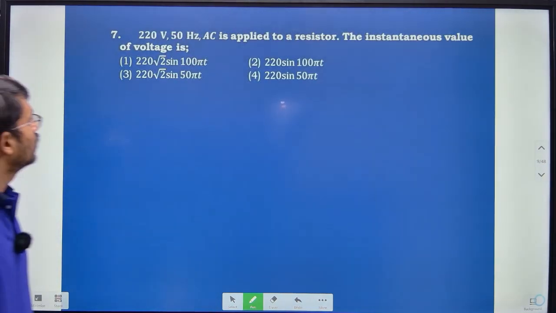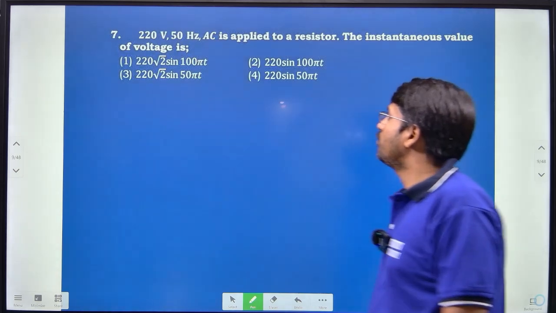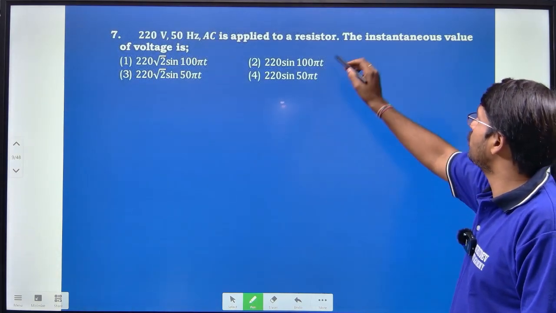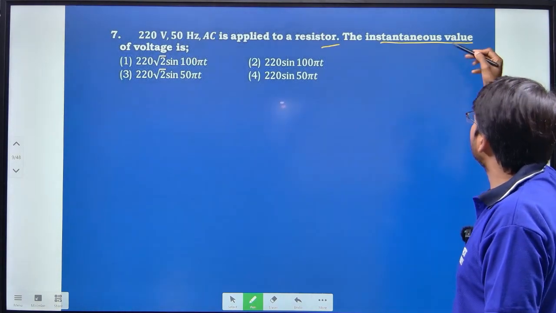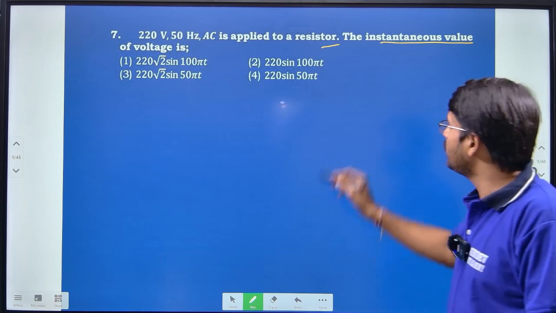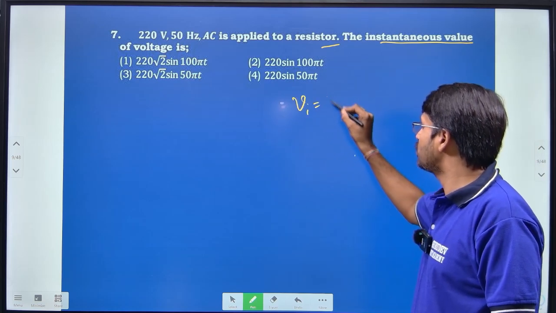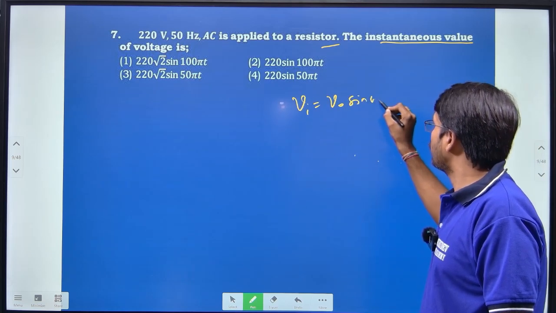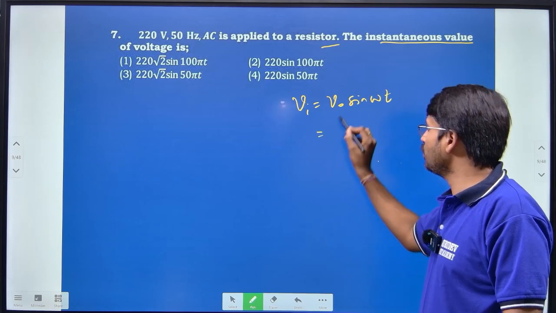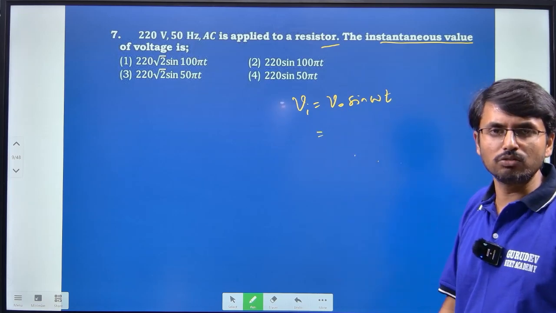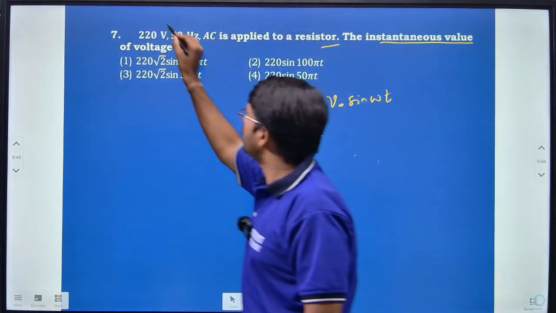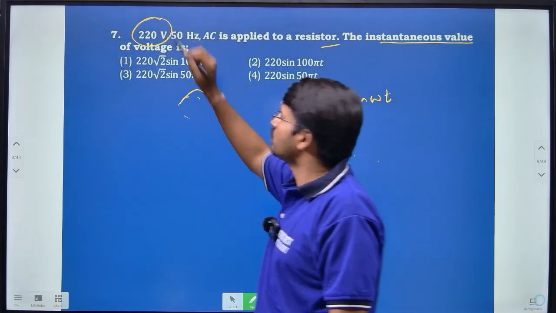Fine. Next, 220 volt, 50 hertz AC applied to a resistor. Then the instantaneous value of the voltage: when you write the instantaneous value, how do you write? That is V0 sine omega t. What is the meaning of V0 here? V0 is the amplitude of that particular equation. So whenever they give this particular value, that is the VRMS.